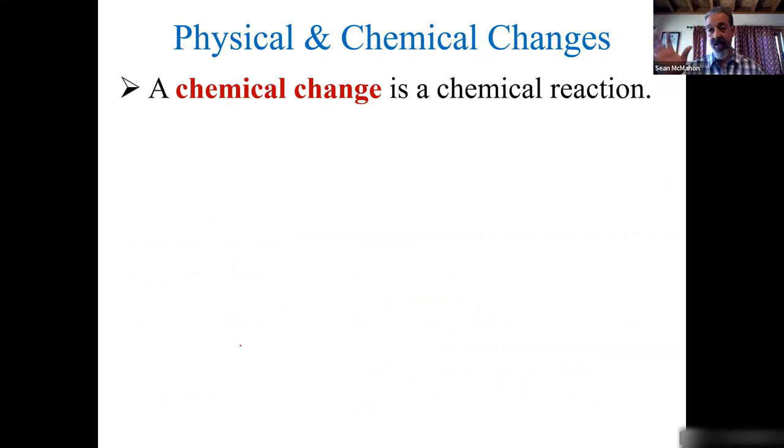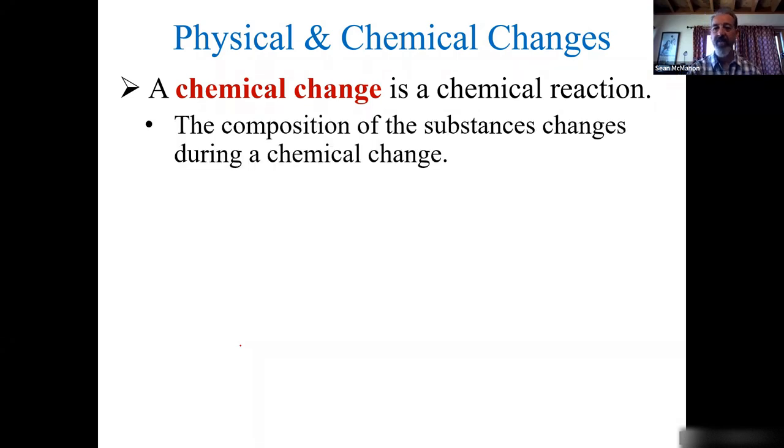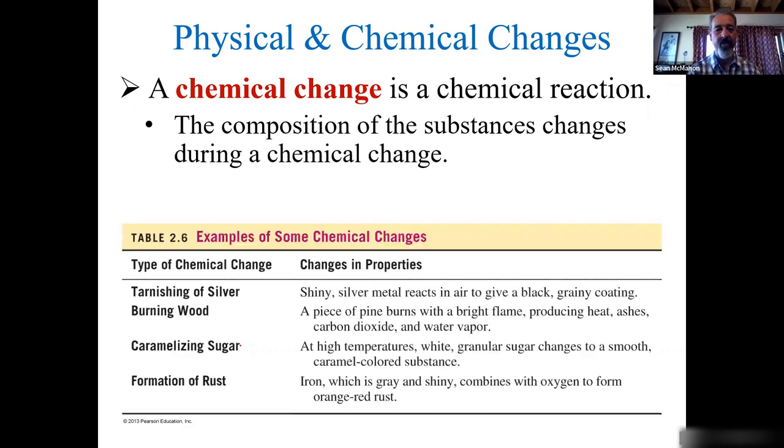Chemical change is when you change its composition. So that piece of paper, instead of ripping it, if I light it and it changes, now I know it's no longer paper, right? The composition of the substance changes during the chemical change. So the tarnishing of silver, basically that's also called patina. You could also say rust almost, but tarnishing of silver reacts with air to give a black grainy coating.